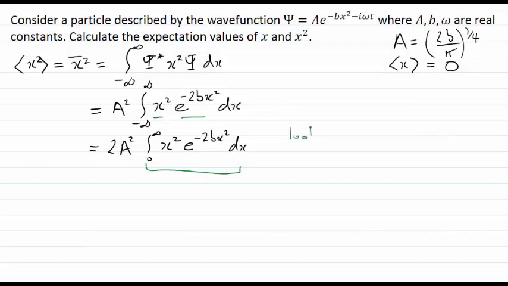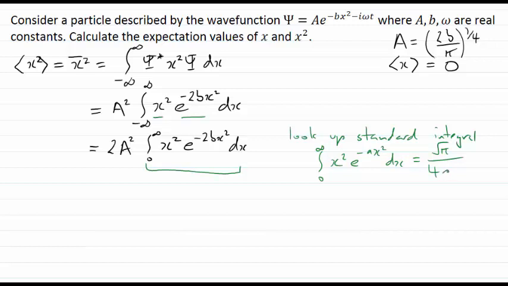So once more, here's our integral to solve. Let's look up a standard integral. That's the best way I can think of to do it, though you might have other ways. Perhaps you'll use something like Wolfram Alpha to solve this kind of thing, but I'll just look up a standard integral that tells me the definite integral from 0 to infinity. In my book it's written as x squared e to the minus a x squared dx, and an integral of that form is going to be the square root of pi divided by 4 times a to the power of 3/2.